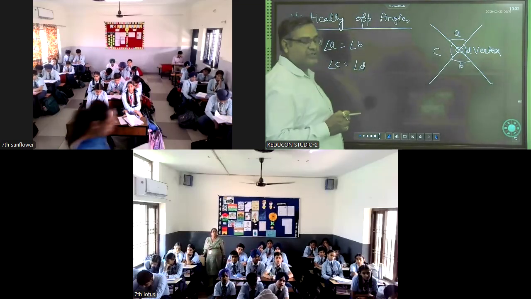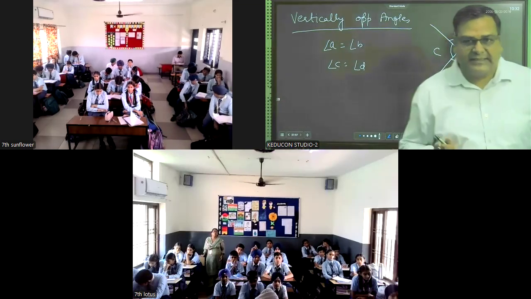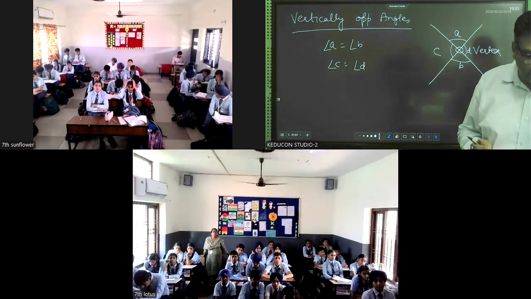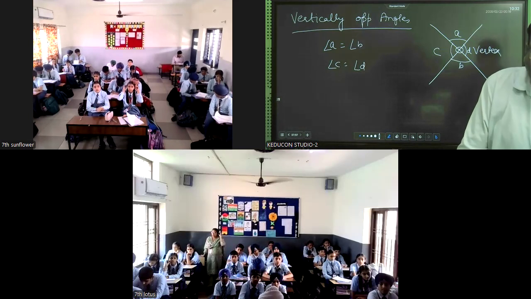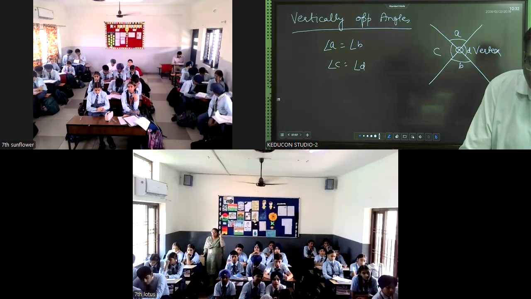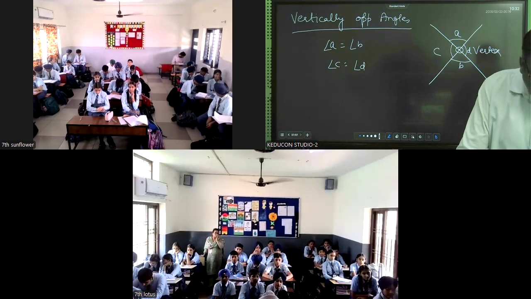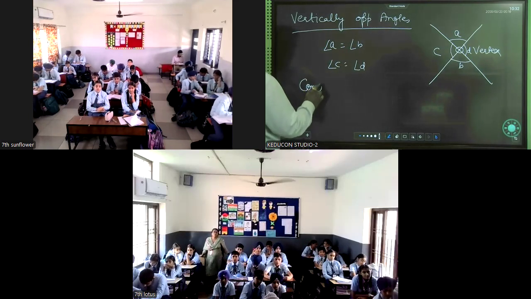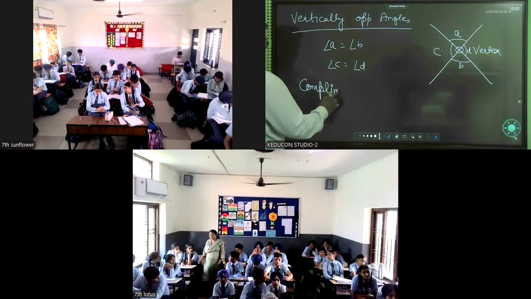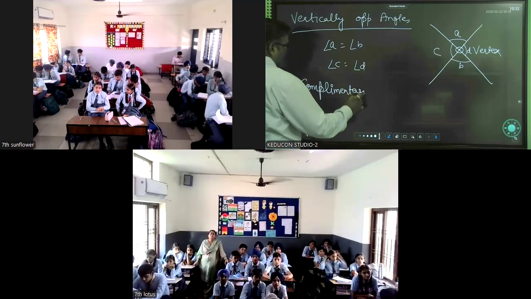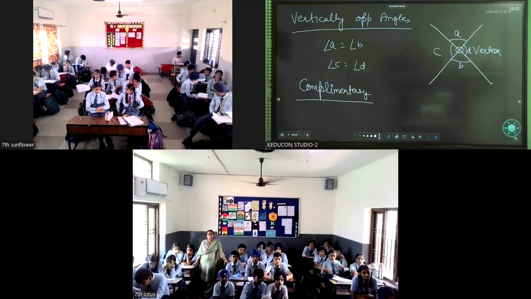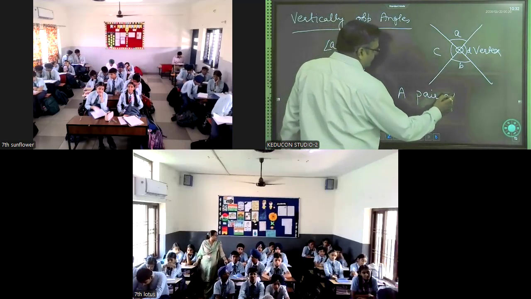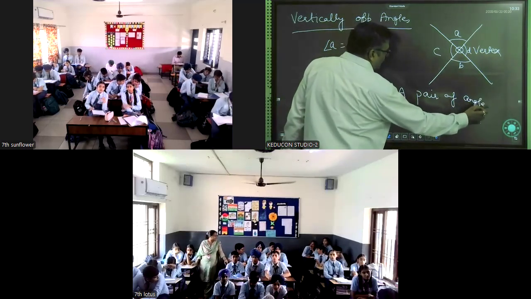This is clear, students? What are vertically opposite angles? Have you understood? Have you understood or not, students? Now, next, we come to complementary angles. What do you mean by complementary angles? What is the meaning of complementary angle? A pair of angles whose sum is 90 degree.